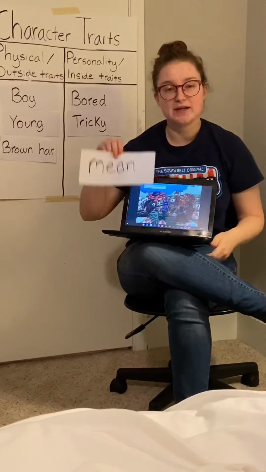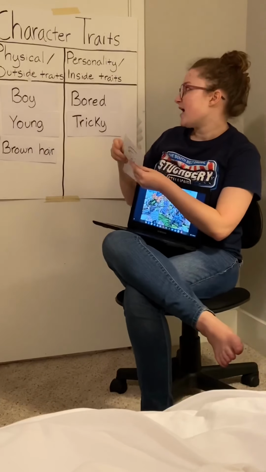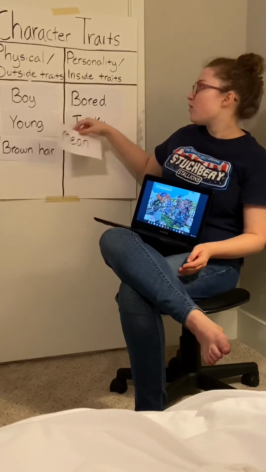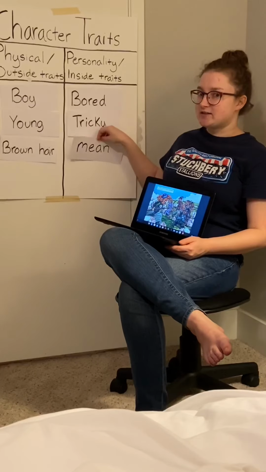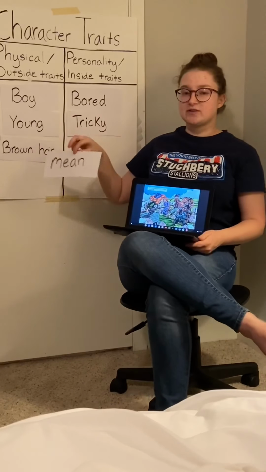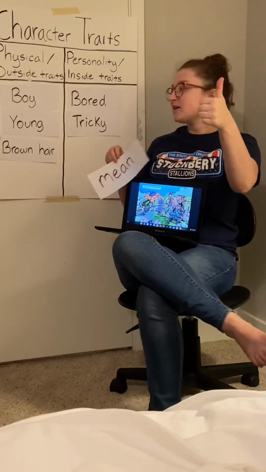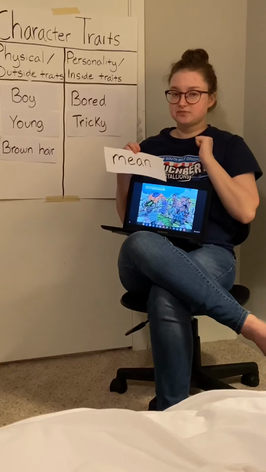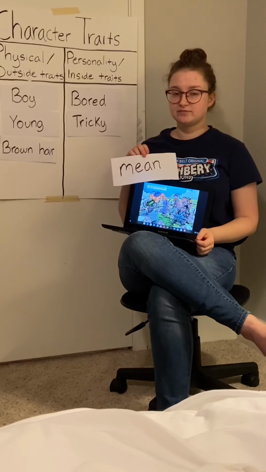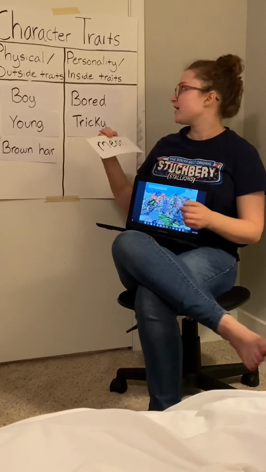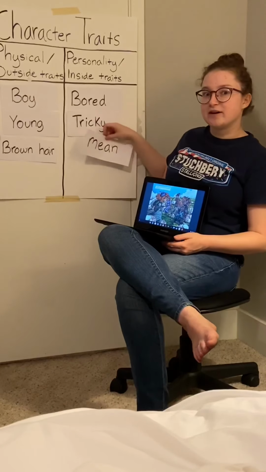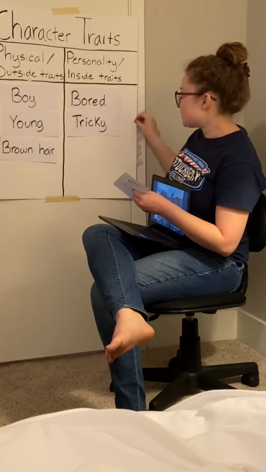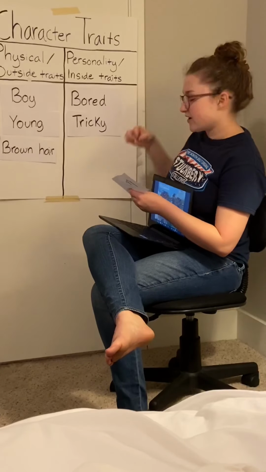So do you think that being mean would be a physical outside trait, what you see on the outside of the shepherd boy? Or do you think that being mean is a personality or inside trait? If you think being mean is a physical outside trait, put your thumbs up. If you think mean is a personality inside trait, put your thumbs down. Okay, good. So being mean is a personality inside trait, right? Because we knew he was being mean from his action of laughing at everyone. So mean is a personality inside trait. Good job.